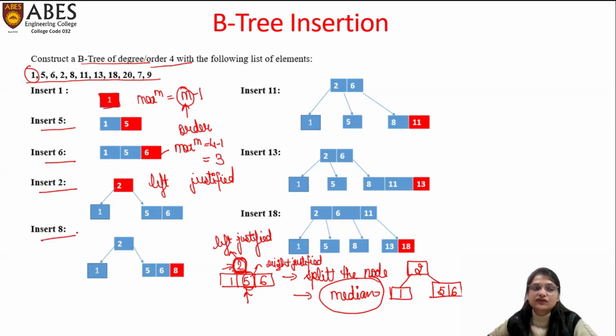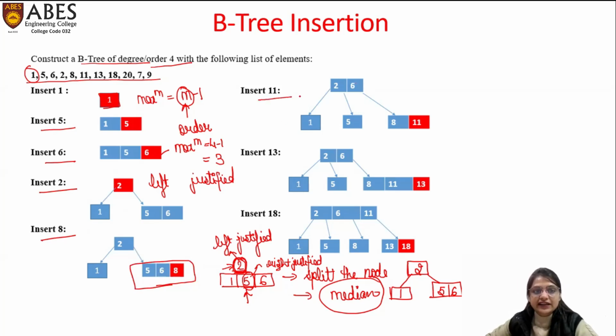Then the next new node has to be inserted, which is 8. We have to compare this value with 2, and 8 is greater than 2, so it will go to the right part, the right child. Then the rightmost position for 8 is here. And this node can retain 3 values. So there is no problem at this time.